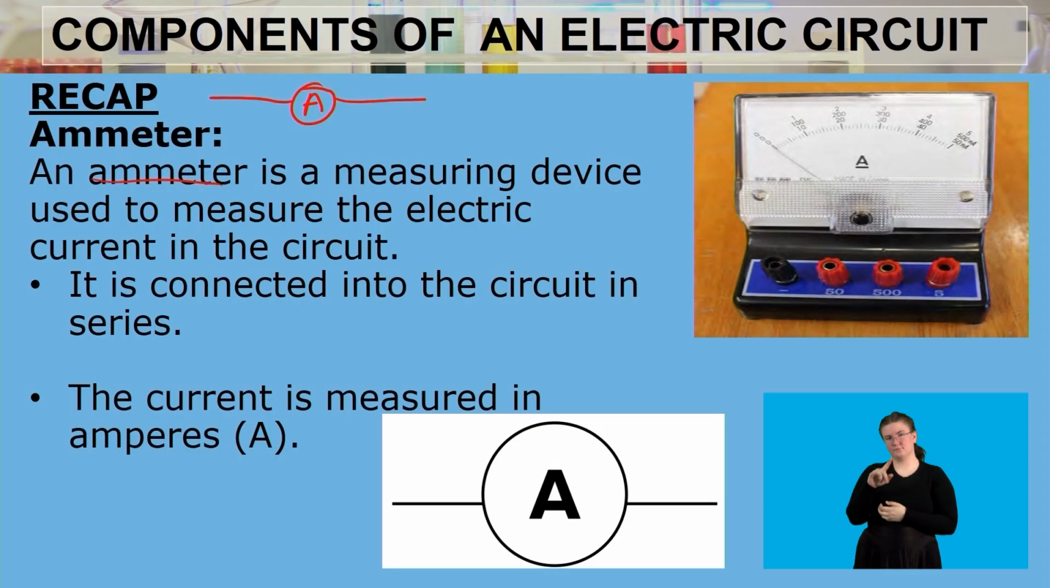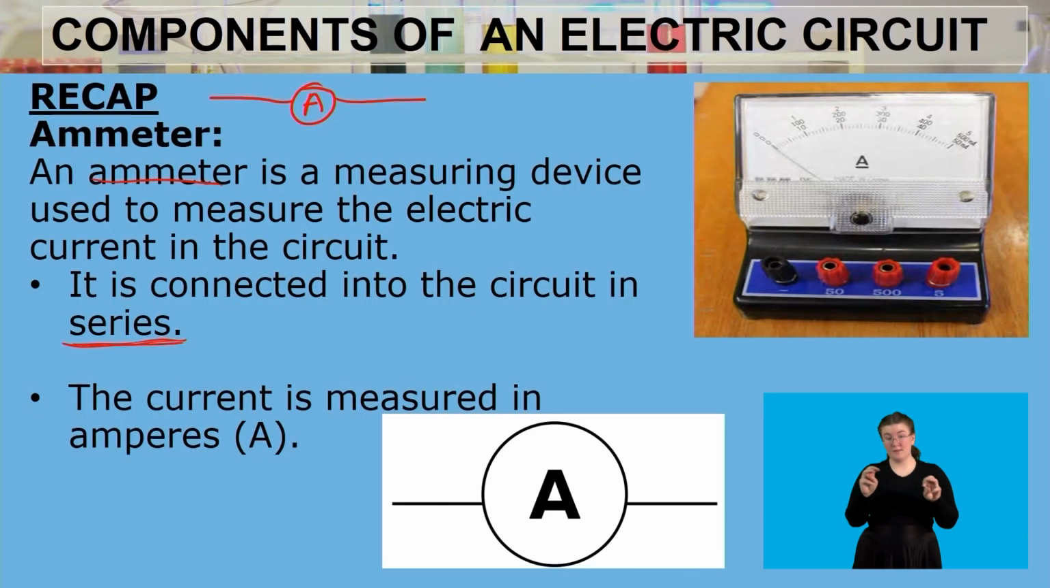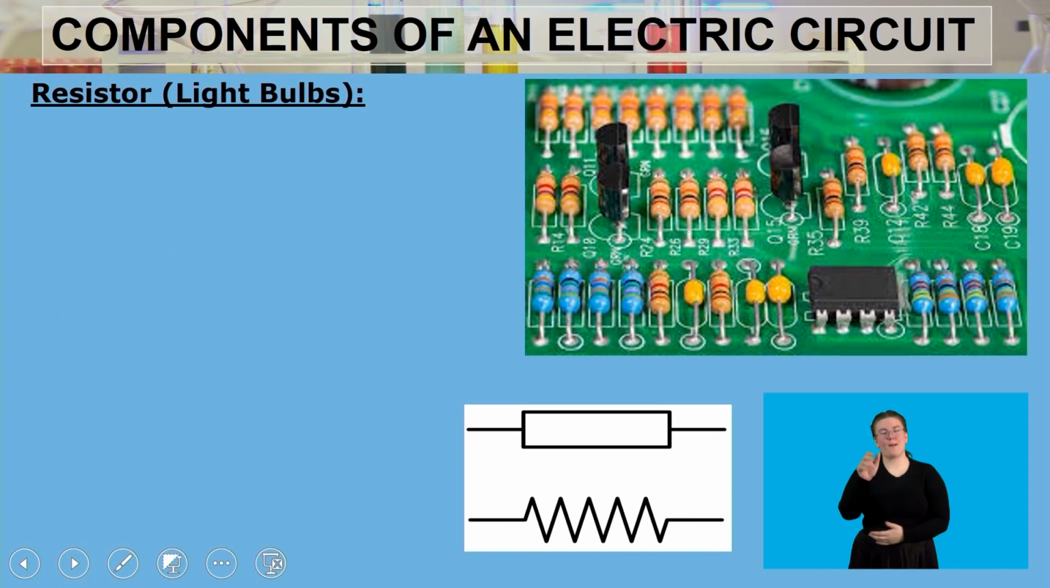This ammeter is connected into the circuit in series. Why are we saying that? Because it is connected after any other component. It could be a resistor, it could be any other device. As long as the ammeter is connected after it, or even before it, then it is connected in series. The current that you measure with this device is measured in amperes, with the symbol A. A for amperes is the measuring unit for the current that we are talking about.